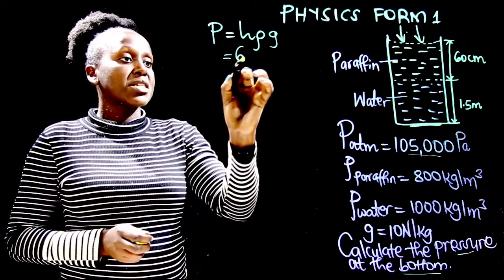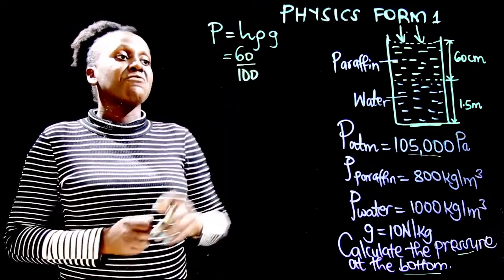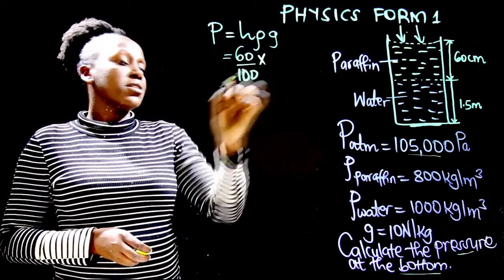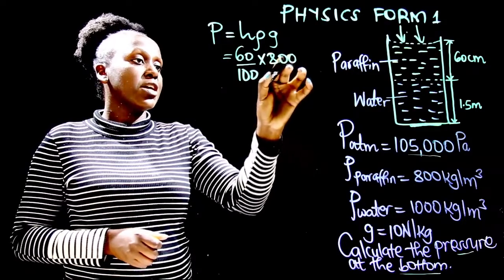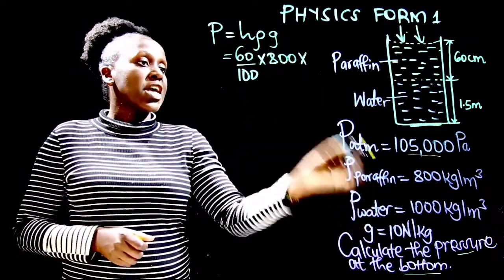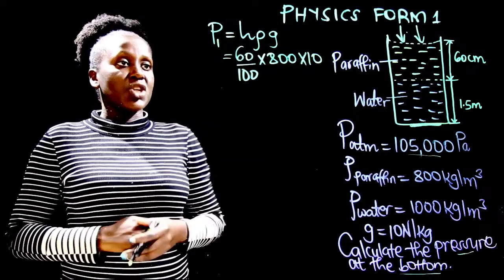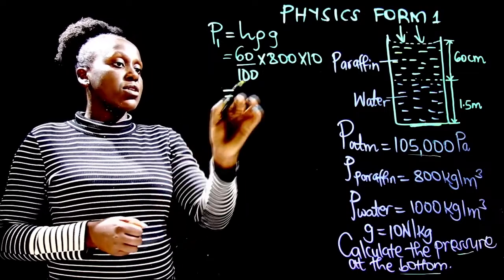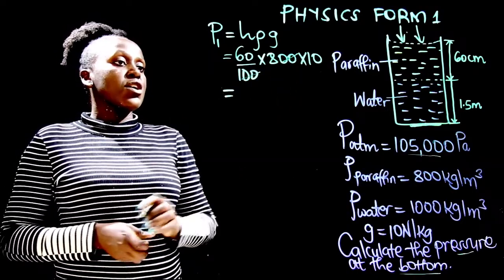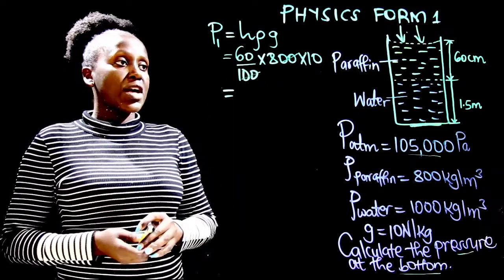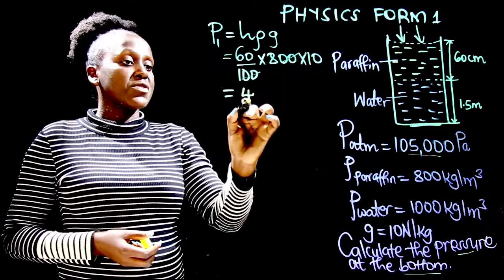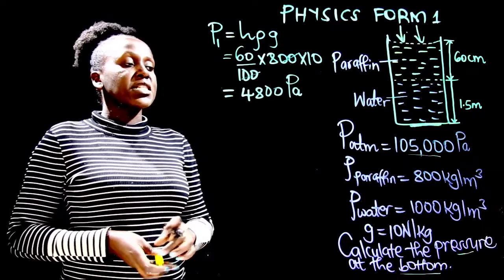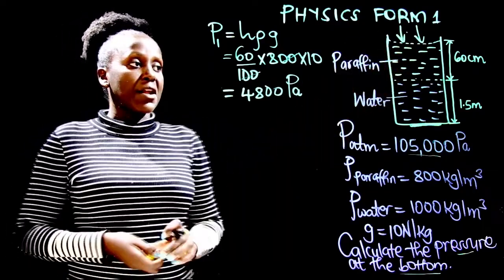So height will be 60 divided by 100 to convert it to meters. Now the density of paraffin is 800 and the gravitational force is 10. So we can call this pressure 1. This is the pressure due to the height of paraffin. So to work this out, we cancel out the two zeros. So we have 60 times 8, which is 480, times 10, which is 4,800 pascals. Okay? That is the pressure due to the height of the paraffin.